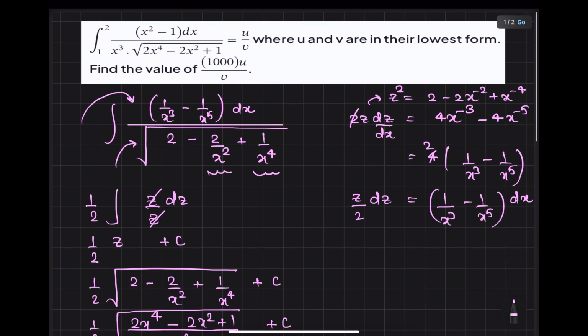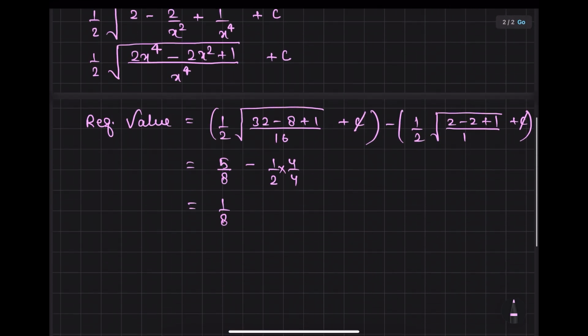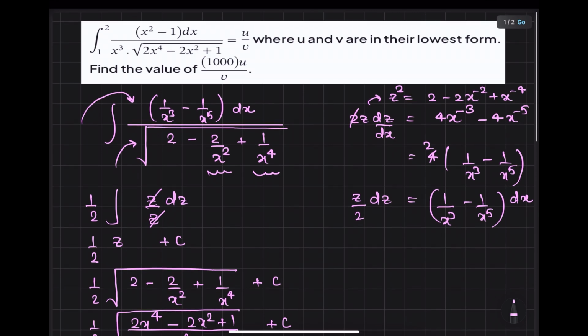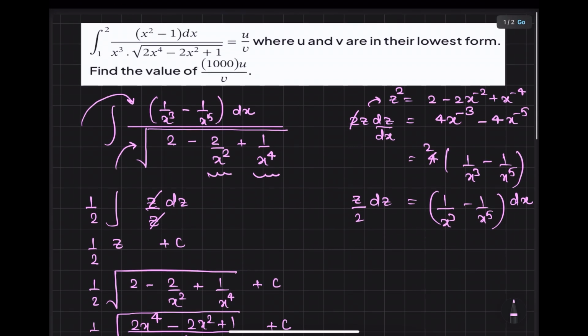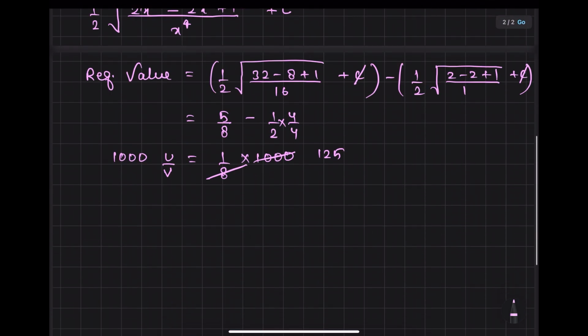But according to them, the answer is u by v. But they wish to multiply 1000 with u. Okay, so let's multiply 1000 both sides. So let's simplify things. So it is 125. Okay, so the required value is 125.